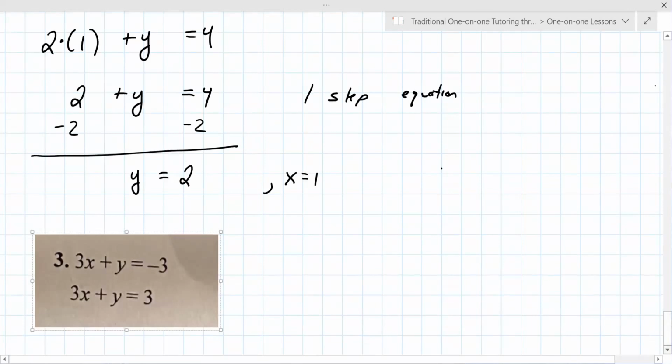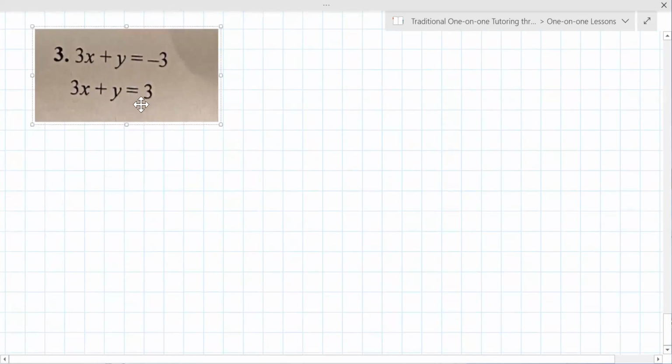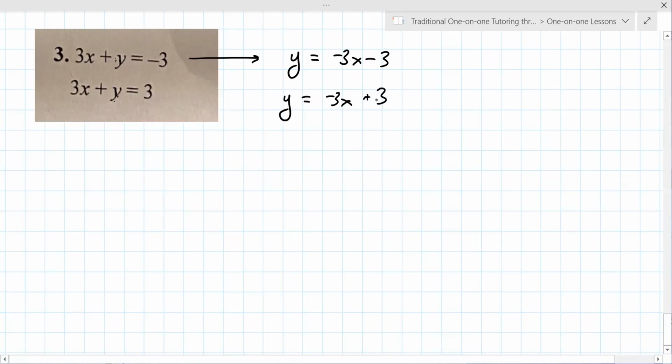Okay. So we already did question 3 to some extent. Do you remember how I asked you to solve both equations for y? Do you remember us doing that earlier in the page? So the two equations here, when you solve them for y, are shown on the right here.